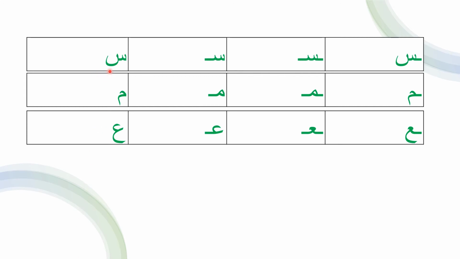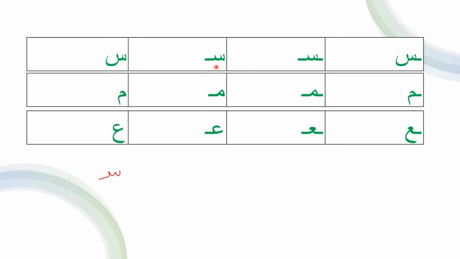So we have this word here, which consists of these three letters: sin, mim, ain. It doesn't matter where you put the harakat on. The point is you have a kasra, and now we're going to use the kasra for this word. So we have sin. Why is it this form? Because it's at the beginning of a word. So when you have to use a beginning, this is what it looks like.